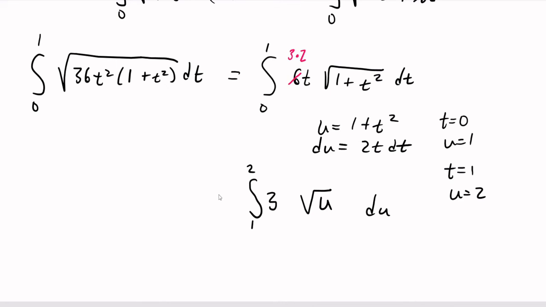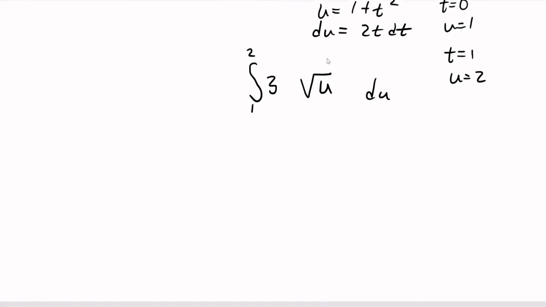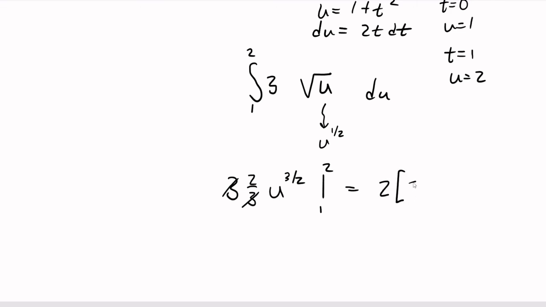Not too bad. Okay. Then we're going to do this antiderivative. Remember, this is just u to the 1/2 algebraically. So then I can do this antiderivative. The 3 stays constant. Add 1, divide. So that's 3/2, but you flip it. u to the 3/2, from 1 to 2. Got some nice algebraic cancellation. 2 to the 3/2 minus 1 to the 3/2. This is equal to 2 times (2 to the 3/2 minus 1).